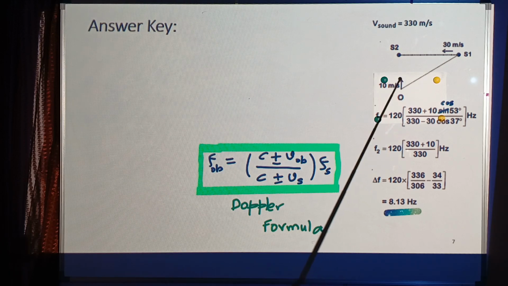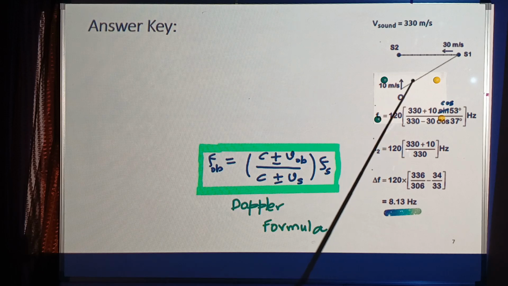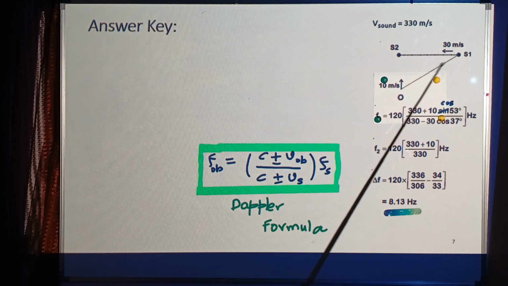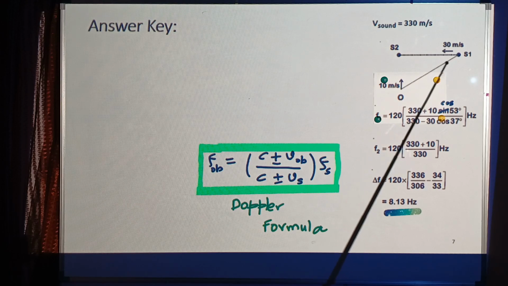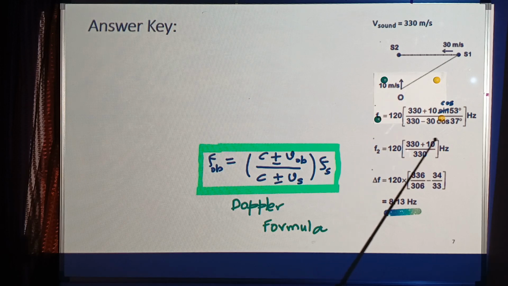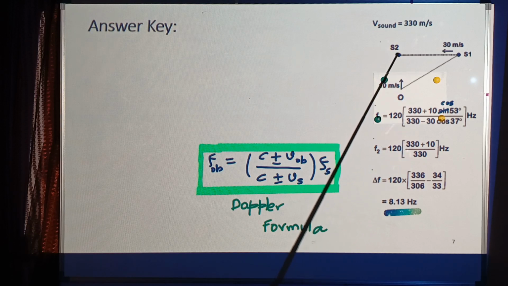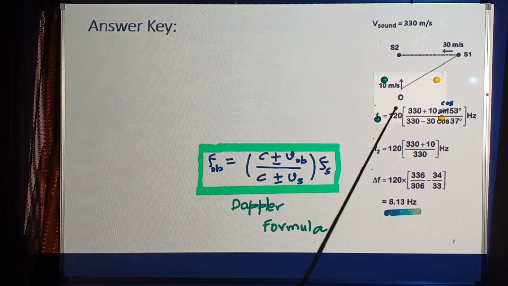For this, the observer is moving at an angle, 10 cos this angle, which is cos 53, and it's towards, so it will be plus sign. And the source is moving towards the observer, and the component is 30 cos this angle, which is 37 degrees. This is 37, this is 53, this is 90. And it's minus sign because the source is moving towards the observer. And that gives F0, the intrinsic frequency. So this is the frequency of sound received from the first string. And the frequency of sound emitted by this S2 will reach the observer.